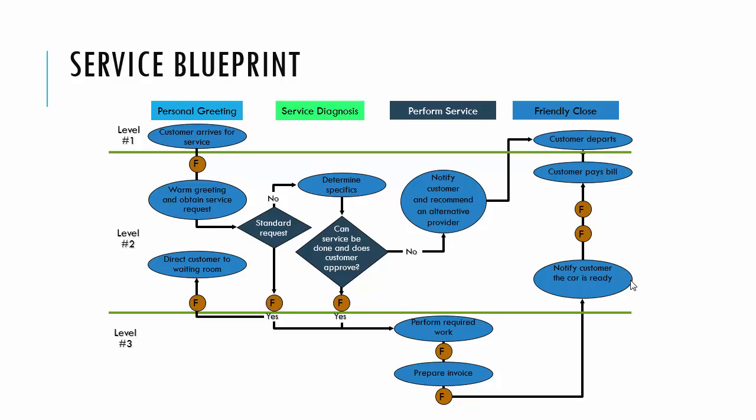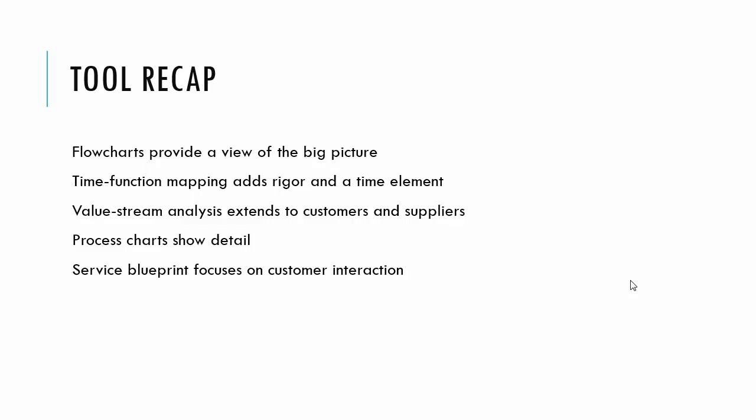The one thing that we might try to do after identifying potential failure points is come up with poka yokes for them. Remember those guys? If not, look at your previous content to refresh your memory. So let's do a quick recap of the tools. Flowcharts provide a view of the big picture. Time function mapping adds rigor and a time element to the flowchart. We then can extend our view to customers and suppliers by using value stream analysis. Process charts show more detail, including a movement of product. And finally, service blueprinting focuses on the customer interaction with the service provider.